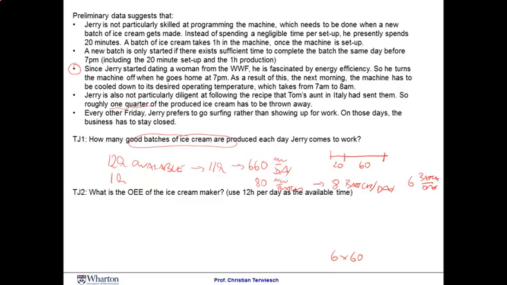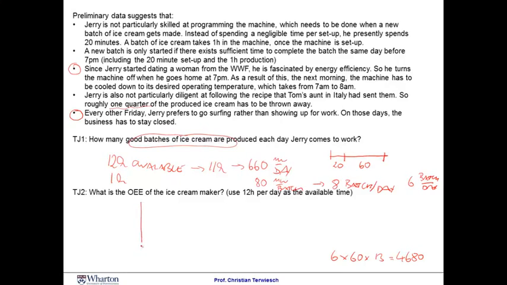Now, in the last piece of the question, we want to have something brought into the question that talks about every other Friday. So over 2 weeks, we're going to have 13 days times 6 good batches per day times 60 minutes. So over 13 days, we have a total of 4,680 productive value add minutes.